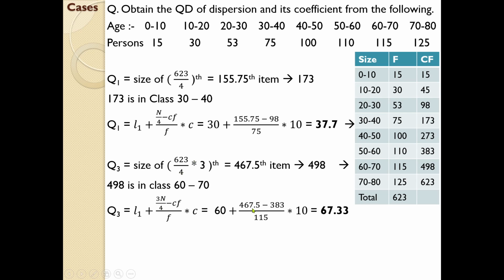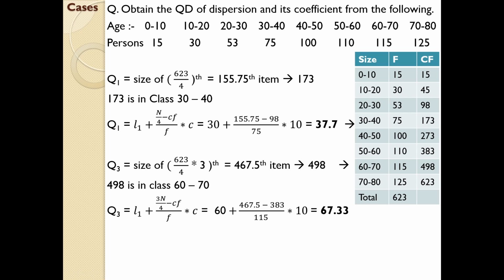467.5. Substitute the same value minus 383. Remember, 60 to 70. Here CF is 498. You need to take the preceding value 383, minus 383, 1 by 115 into 10. You will get 67.33. So now we have Q1 as well as Q3.